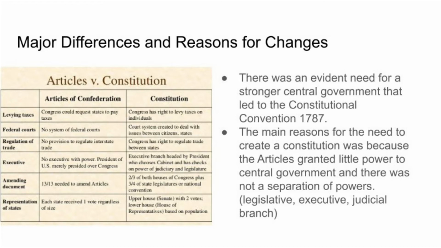So then off to the left, there's a chart of the main topics and differences between the Articles and the Constitution. So the topics are levying taxes, federal courts, regulation of trade, executive, amending document, and representation of states. And then it basically just shows the differences between the Articles and the Constitution and how it changed.